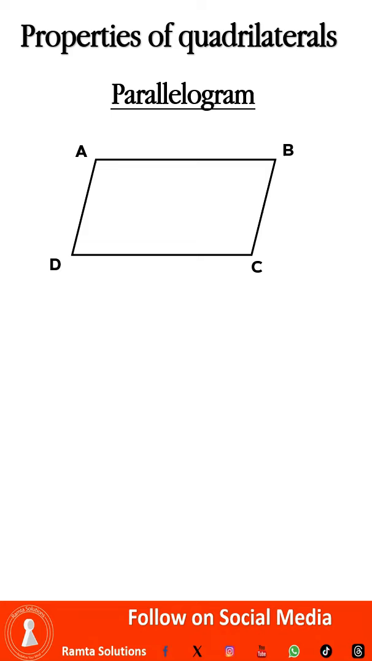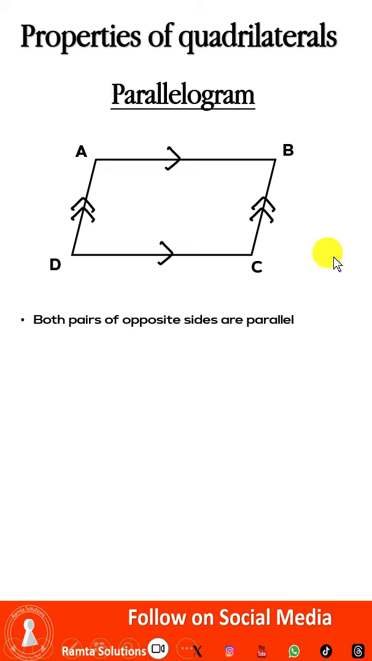The properties of a parallelogram. A parallelogram is one of the quadrilaterals. Now let's look at its properties. Before I proceed, you should remember this looks like your rectangle, but as you can see, it's a rectangle that's a bit slanted. But let's see. So the first property is that both pairs of opposite sides are parallel.